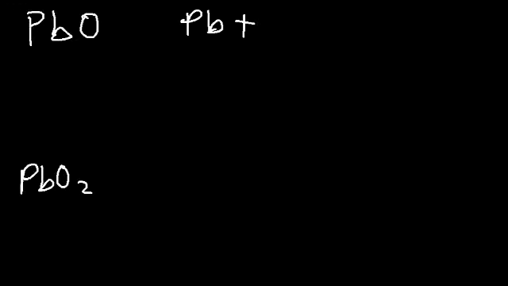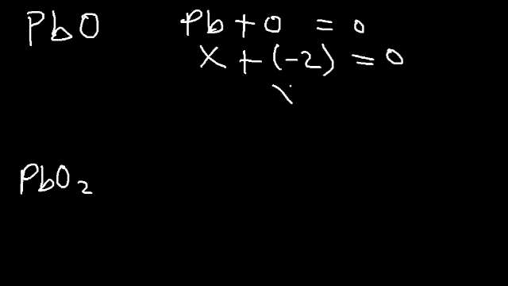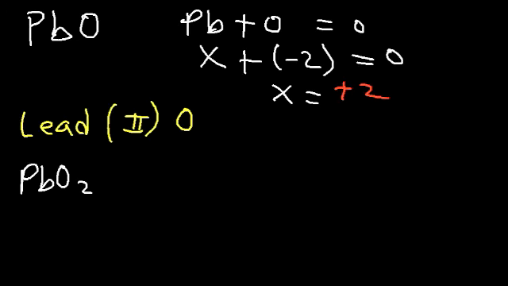For the sake of practice, go ahead and try to name PbO and PbO2. So let's find the oxidation state of lead. If we write an equation, Pb plus O is equal to 0. Oxygen typically has a charge of -2, which means that lead has a +2 charge. So when we name it, it's going to be lead(II) oxide.